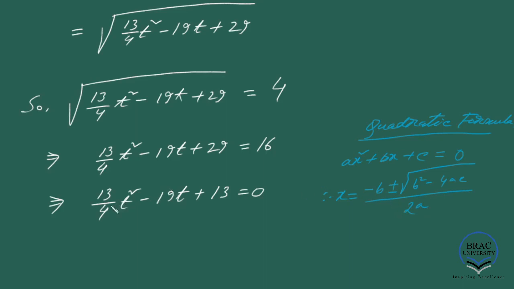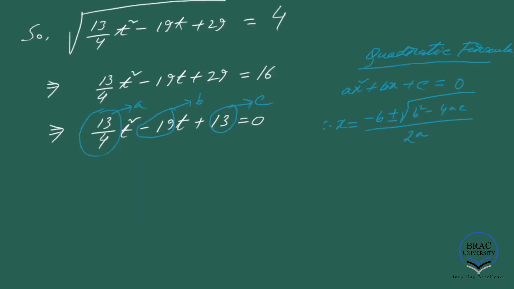So I can compare this equation with this quadratic equation. This is my a, negative 19 is basically my b, and 13 is c. So I can apply this quadratic formula. Now I can go ahead and solve for t.